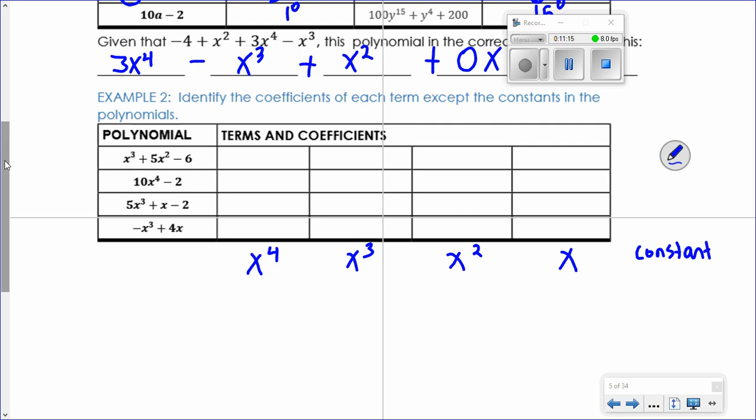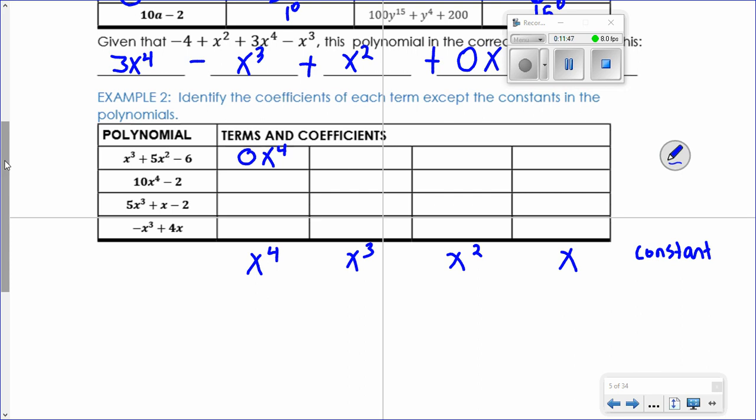All right, look at the first one. Is there an x to the fourth term? The first one, there's no x to the fourth term. Could I make one up? Yes. I could write 0 times x to the fourth. Okay? But we're writing coefficients only. Only for those that are missing, we're going to write that. All right? What's the next term?